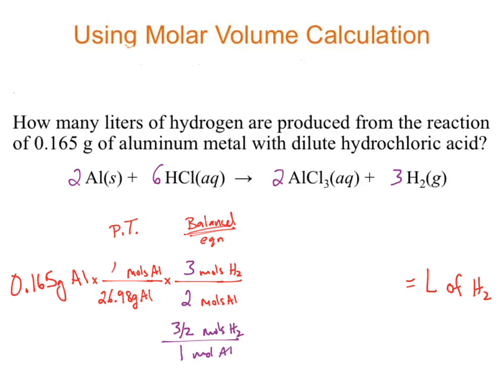We're now in moles of hydrogen. Is moles of hydrogen equal to liters of hydrogen? No, so we have yet another conversion factor. What is the conversion between moles of hydrogen and the liters of hydrogen? 1 mole of hydrogen is 22.4 liters. We could crank that all out and we'd end up with the liters of hydrogen.